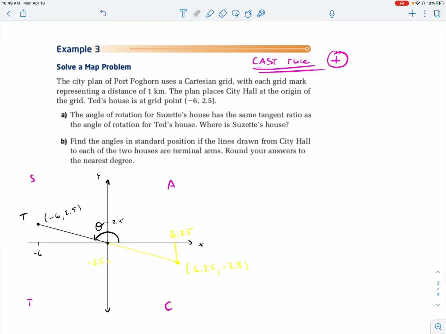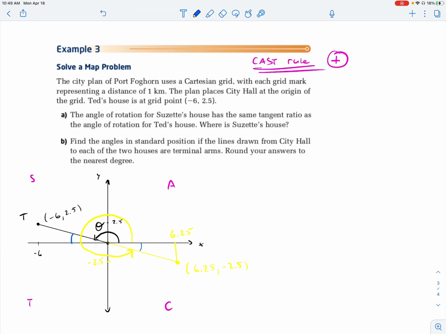And then the angle for Suzette's house. Now they want the angle in standard position, so it's always measured from the positive x-axis and then goes to the terminal arm. So the other one's going to be a big angle. It's almost going to be 360. The black angle, this one here for theta, is almost 180. Both these triangles have the same angle inside here. Those are both equivalent.